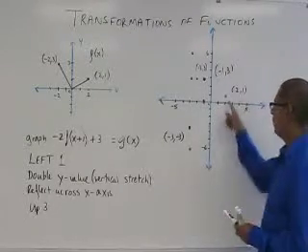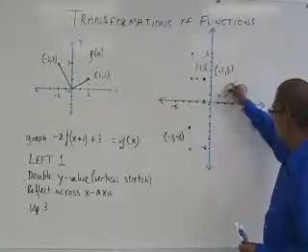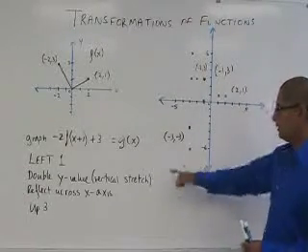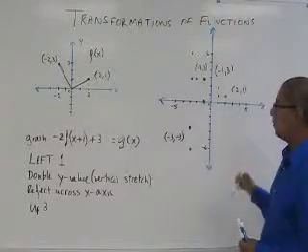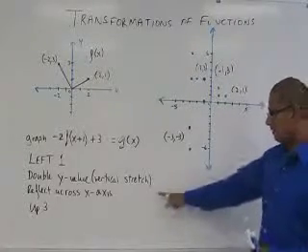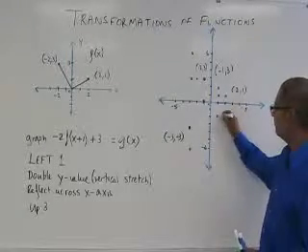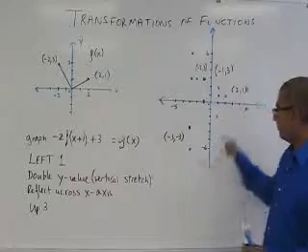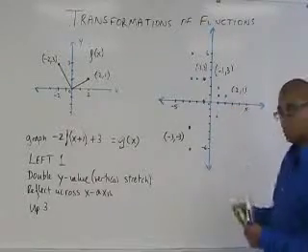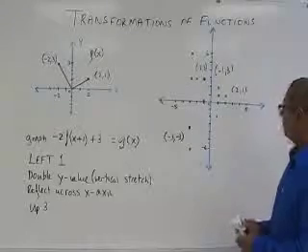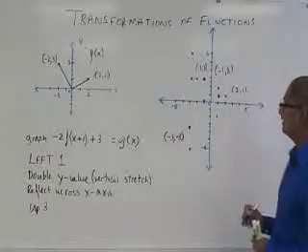So finally, my last point is 2, 1. Again, left 1. So that becomes 1, 1. Double the y value. Double 1 is 2. So that's 1, 2. Reflect across the x-axis. So instead of 1, 2, we're going to have 1, negative 2. And finally, up 3. So up 3, we're going to go back to the point 1, 1. So my resulting final point is this point right here.